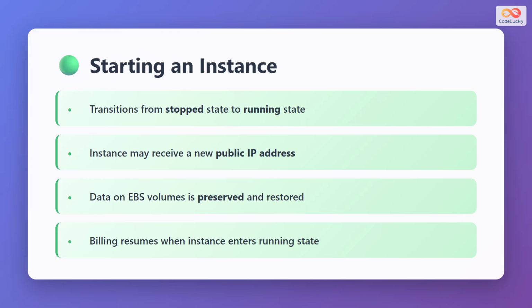When you start an EC2 instance, it transitions from the stopped state to the running state. During this process, the instance may receive a new public IP address, so it's important to use elastic IP addresses if you need consistent public IP assignment. All data stored on EBS volumes is preserved and restored when the instance starts. Once the instance enters the running state, billing for compute resources resumes.